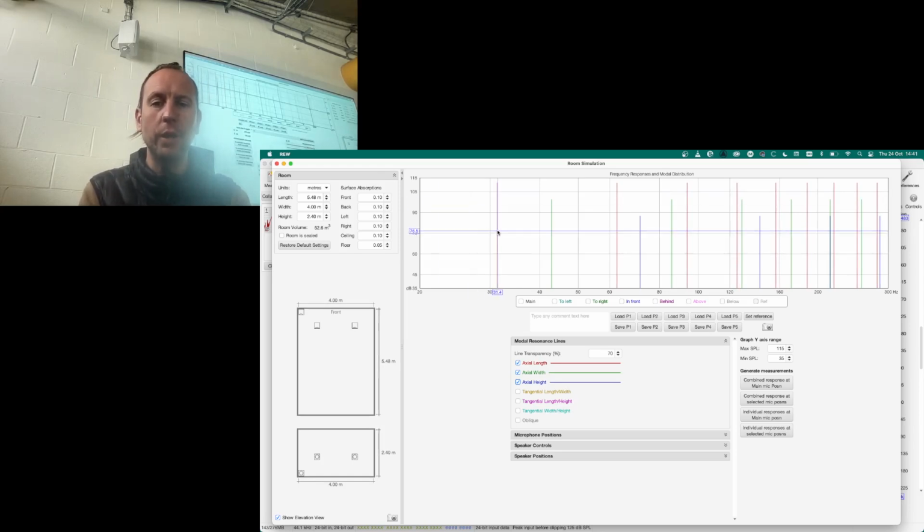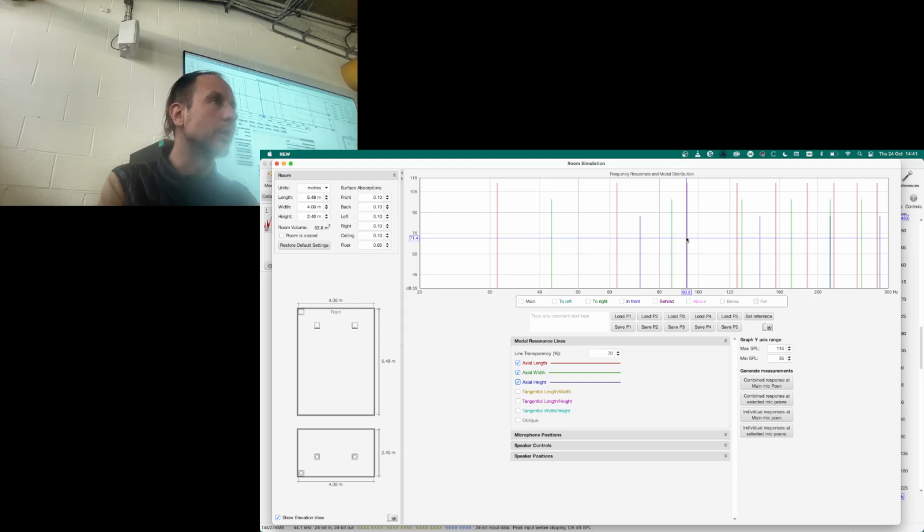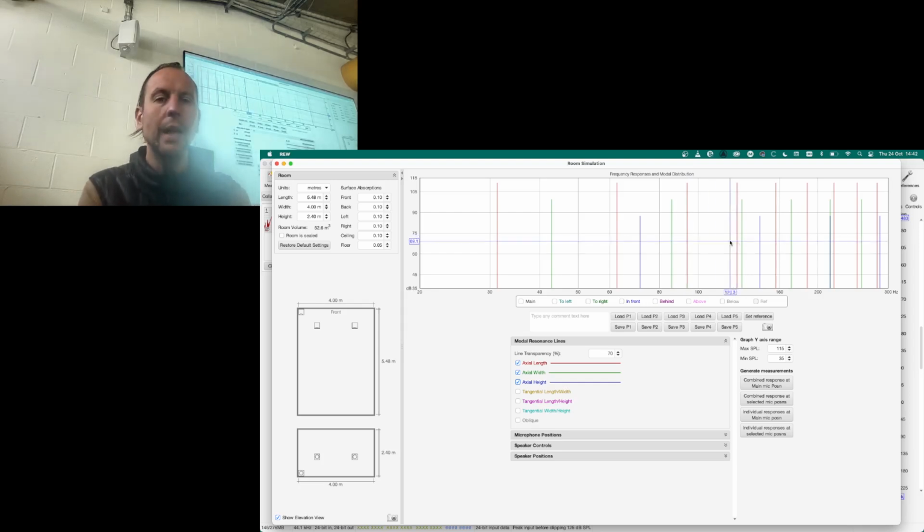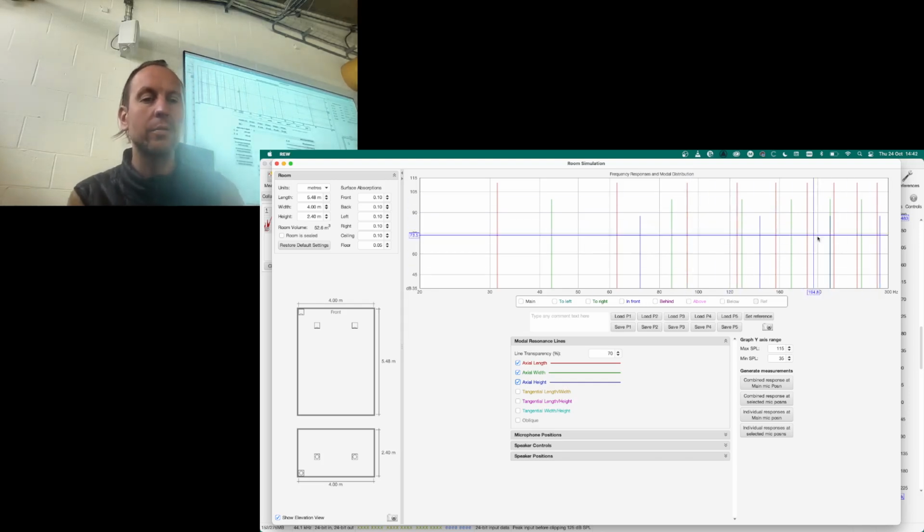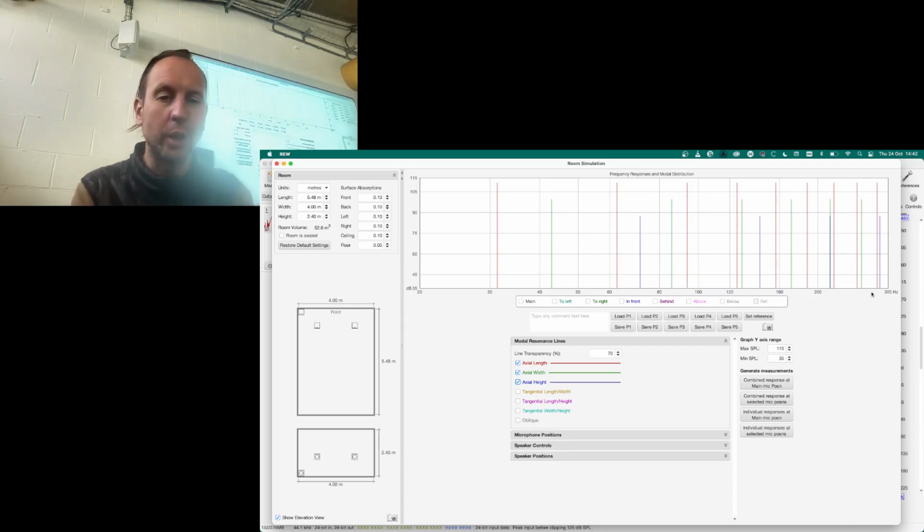Now, what you see as well, you can kind of pinpoint them, so you can read that this is at 31.3 hertz. You will also notice that they have harmonics, so to speak. So every integer multiple of that frequency will also act as a resonant frequency in the room.